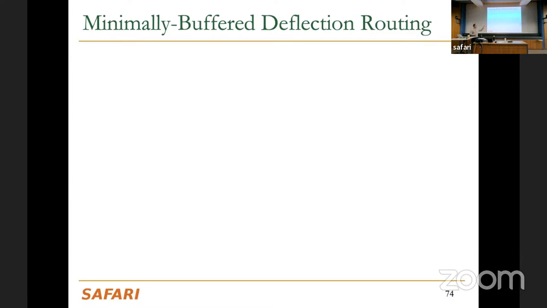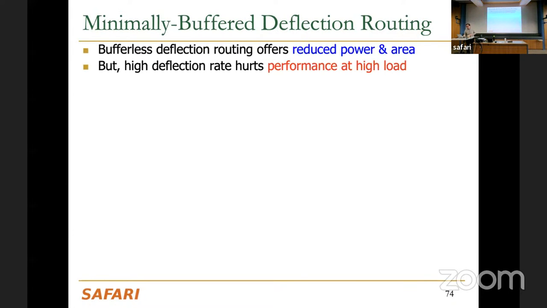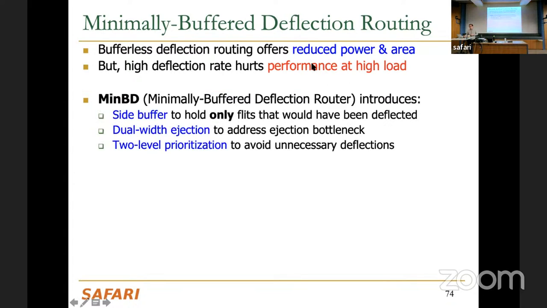So there's bufferless and extreme, as I said. Maybe the right answer lies between some buffering and bufferless. So we're going to add that over here. The problem is we get reduced power and area with bufferless deflection routing, but high deflection rate hurts performance at high loads. And we're going to try to solve that high deflection rate. I'll go through this relatively quickly. If you have questions, we can go into more detail. But basically, this is the state of the art, if you will, in terms of very efficient router design. There have been some improvements also, but this is the major work.